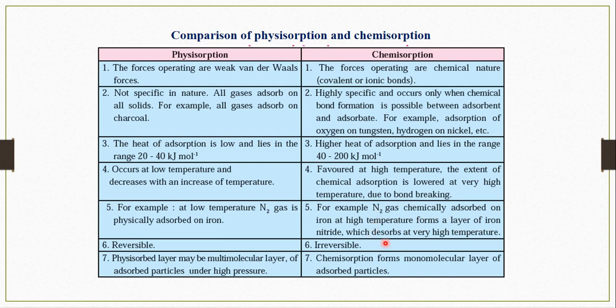forming a layer of iron nitride, which dissolves at very high temperature. That means if we increase the temperature, it gets separated. Physical adsorption is a reversible process, and chemical adsorption is irreversible, so we cannot reverse these reactions.